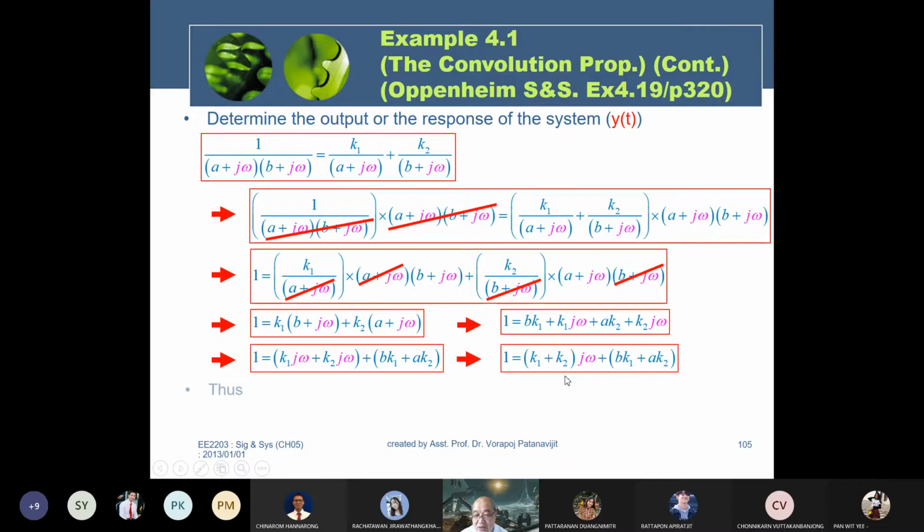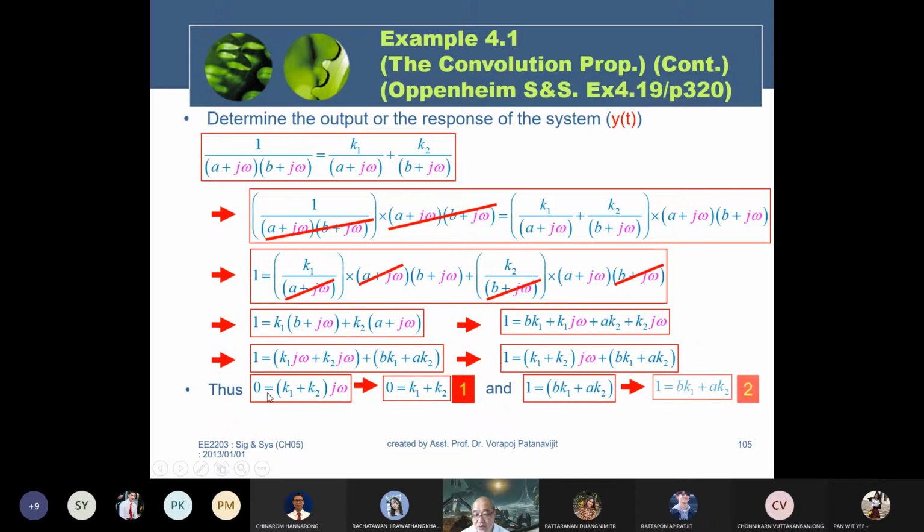Okay, you can conclude that both sides will be equal. In this case, the right hand side has no j omega. Therefore, the coefficient of the j omega on the right hand side will be equal to 0. So 0 equals k1 plus k2 j omega. And the other term is the term that doesn't have j omega: 1 equals b k1 plus a k2. You have two equations and two unknowns. You can determine k1 and k2 in terms of a and b from here.